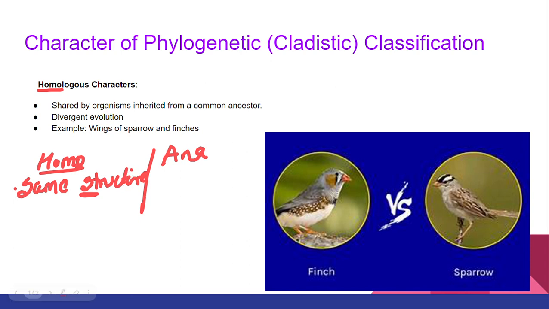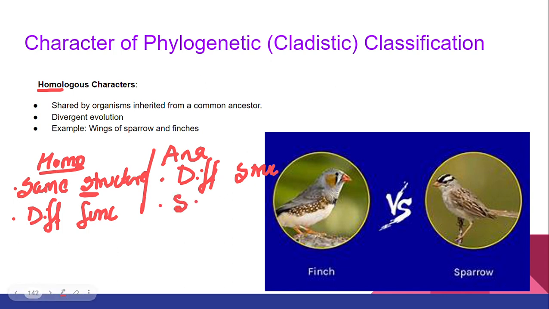But in the definition, it is going to be written like this. You have to memorize it. Homologous: same structure, different function. Then what is analogous? Analogous is different structure, the opposite of homologous, and same function. So organisms which have the same structure but perform different functions, we call them homologous. Organisms that have different structure but perform the same function, we call analogous.